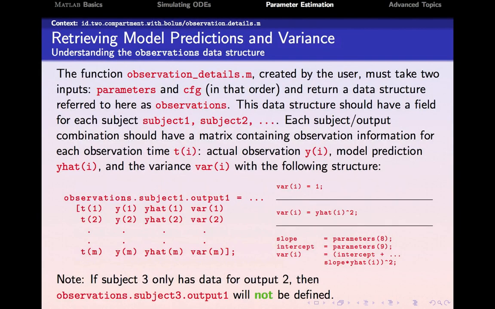This is, to me, the most complicated aspect of this optimization process, or this parameter estimation process, and I tried as best I could to make it simple, but I also wanted to maintain a certain level of flexibility. You may not appreciate the flexibility now, but as you start to perform analyses in MATLAB, you'll appreciate the ability to finely control the observations that are returned.